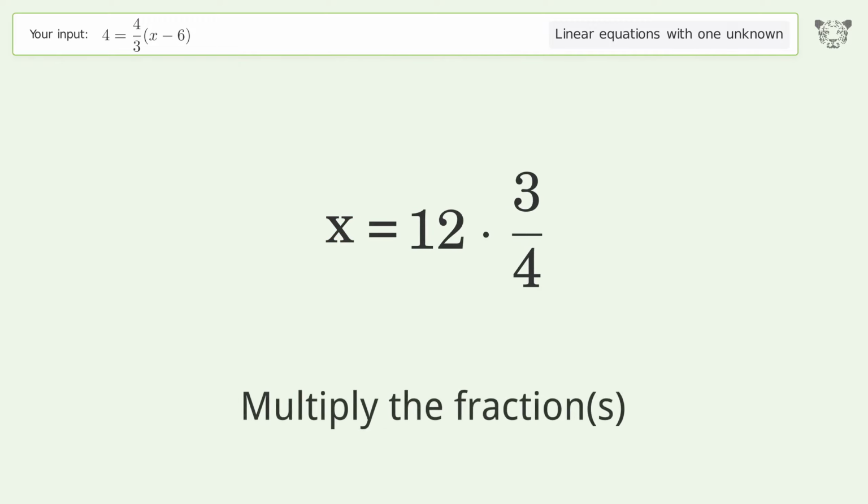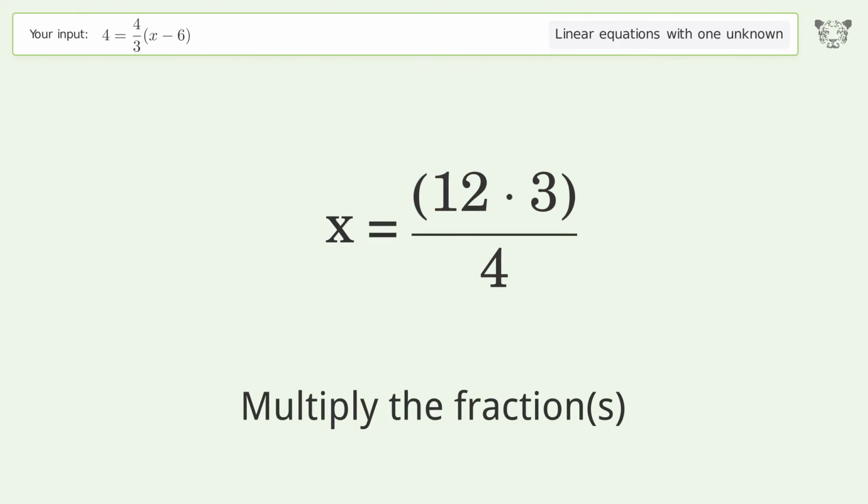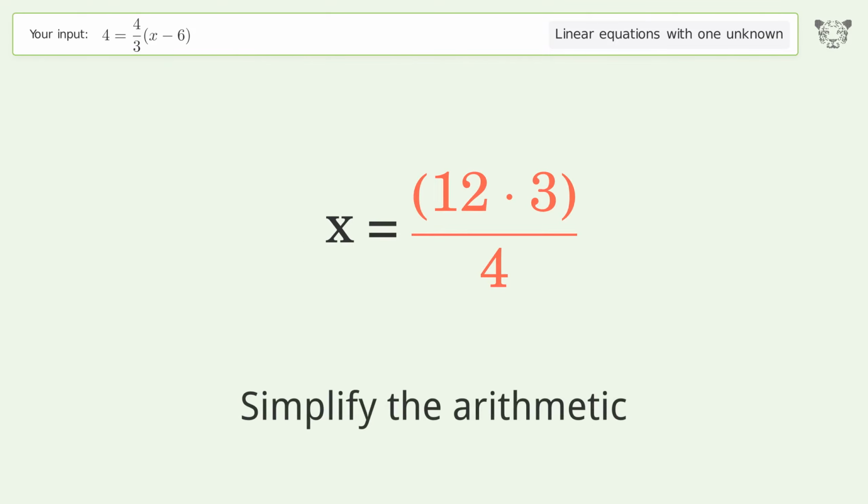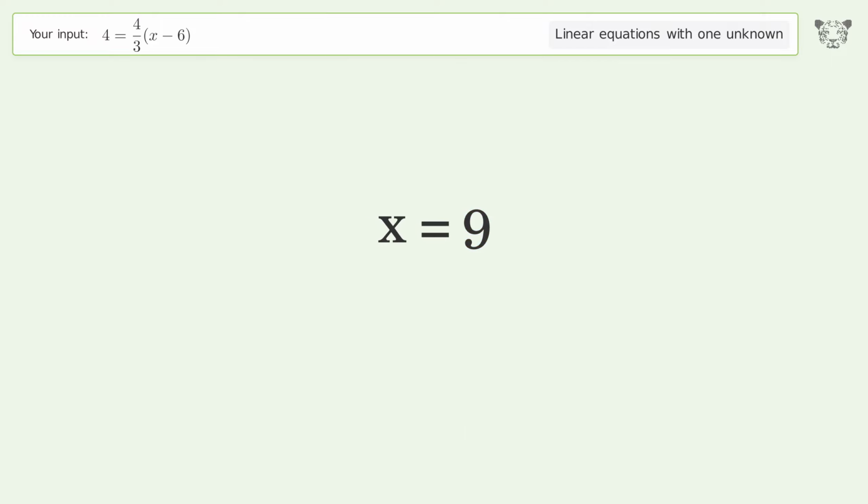Multiply the fractions. Simplify the arithmetic. And so the final result is x equals 9.